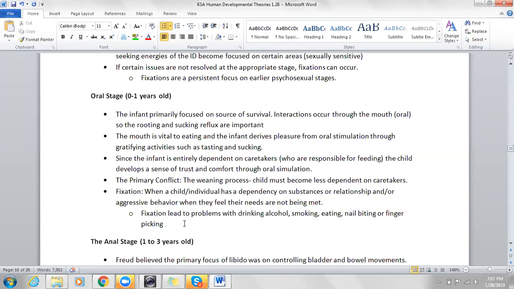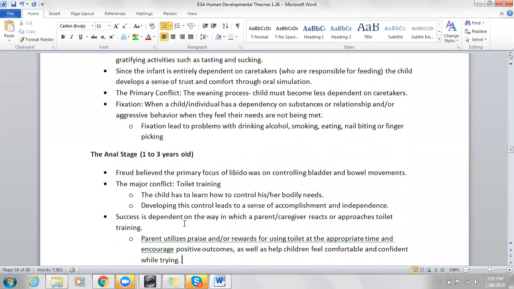Fixation here, or failure here, would be when a child or individual has a dependency on substances or relationships and/or abusive behavior when their needs are not being met in future relationships. Thus, fixation in the oral stage can lead to problems with drinking alcohol, smoking, eating, nail biting, or finger picking. So if we see any of these, there's likely an oral fixation within their routine or rearing.